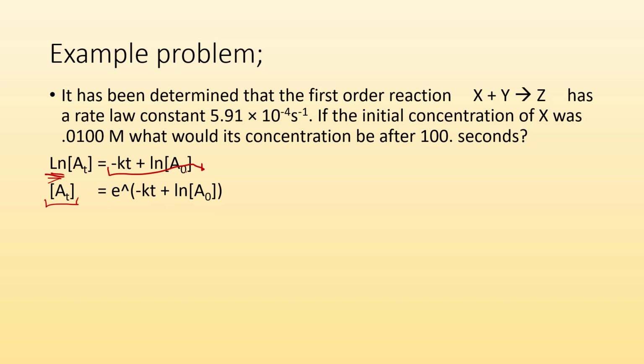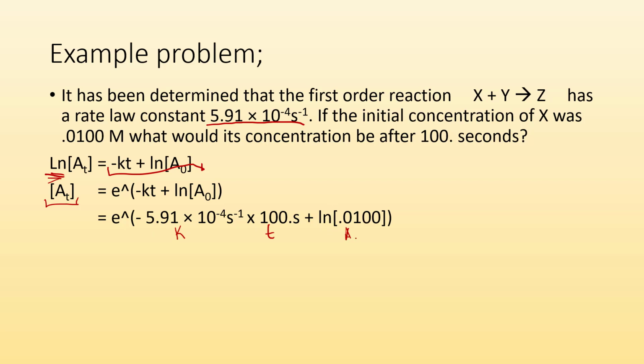Now we've done the rearranging. We haven't messed with any numbers yet. Now we can plug in some numbers. So it's going to be e to the negative k. So we have 5.91 times 10 to the minus 4 as my k. My t is the 100 seconds, and this is my ln of A0. So just plug that into a calculator, and you get the answer, and there you go. That's how much you would have. That's the concentration at that given time, just by doing that math.